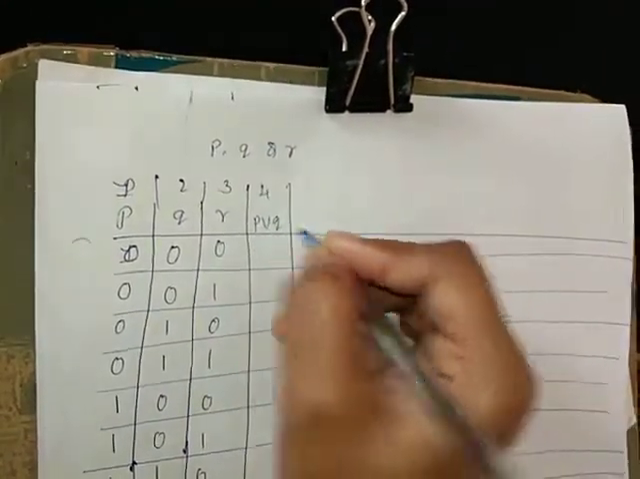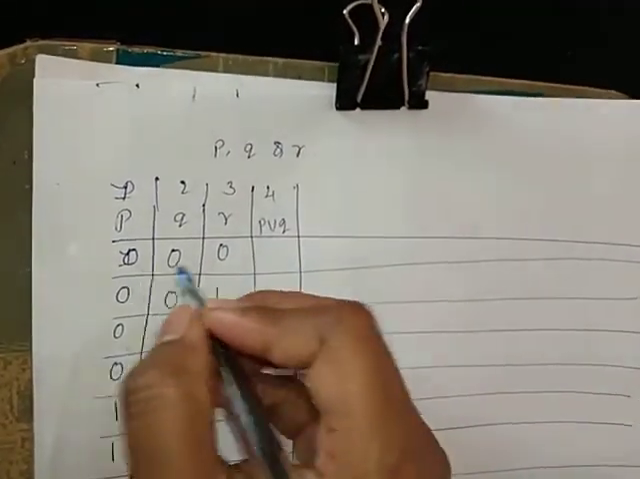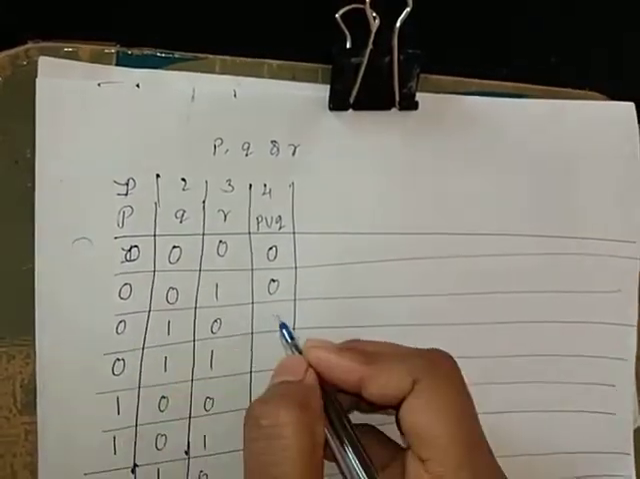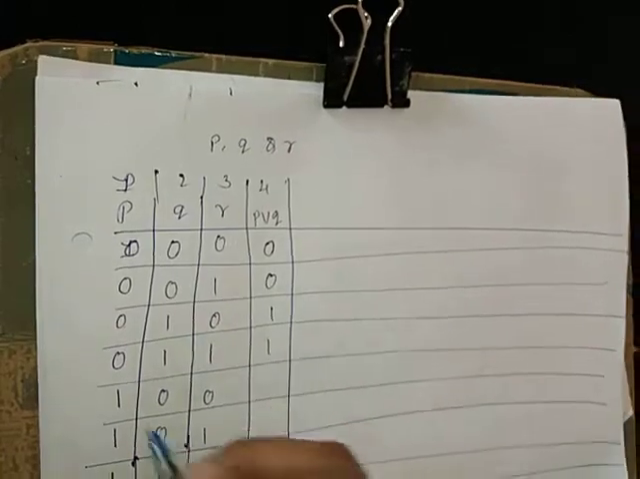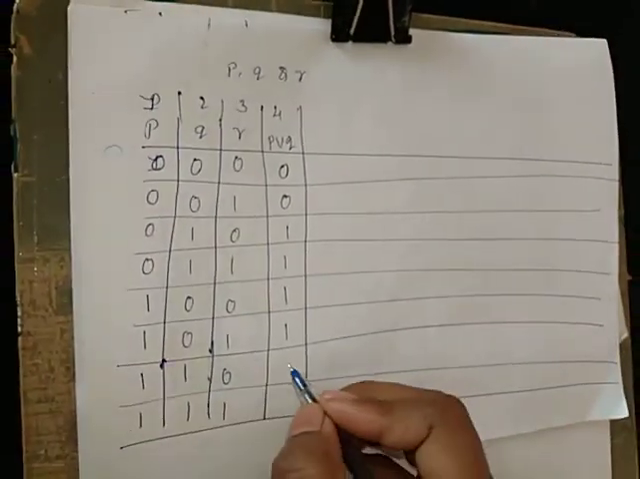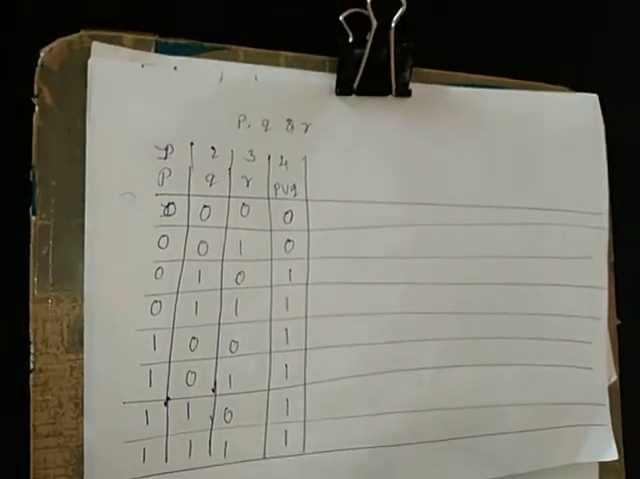Now construct P or Q. So P or Q: 0 or 0 is 0, 0 or 0 is 0, 0 or 1 is 1, 0 or 1 is 1, 1 or 0 is 1, 1 or 0 is 1, 1 or 1 is 1, 1 or 1 is 1.